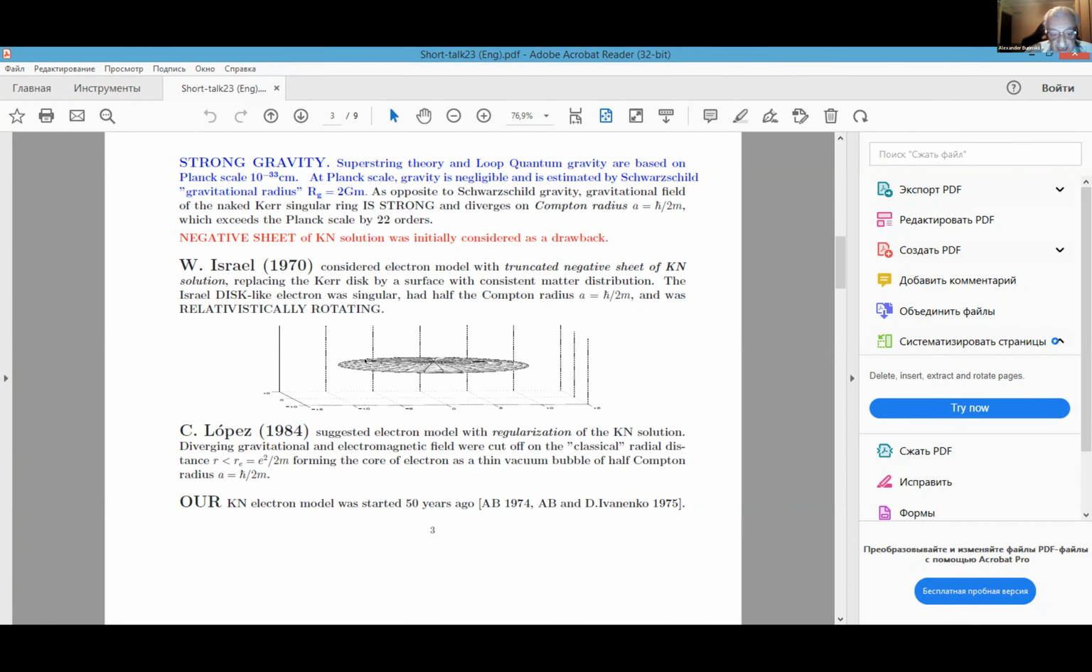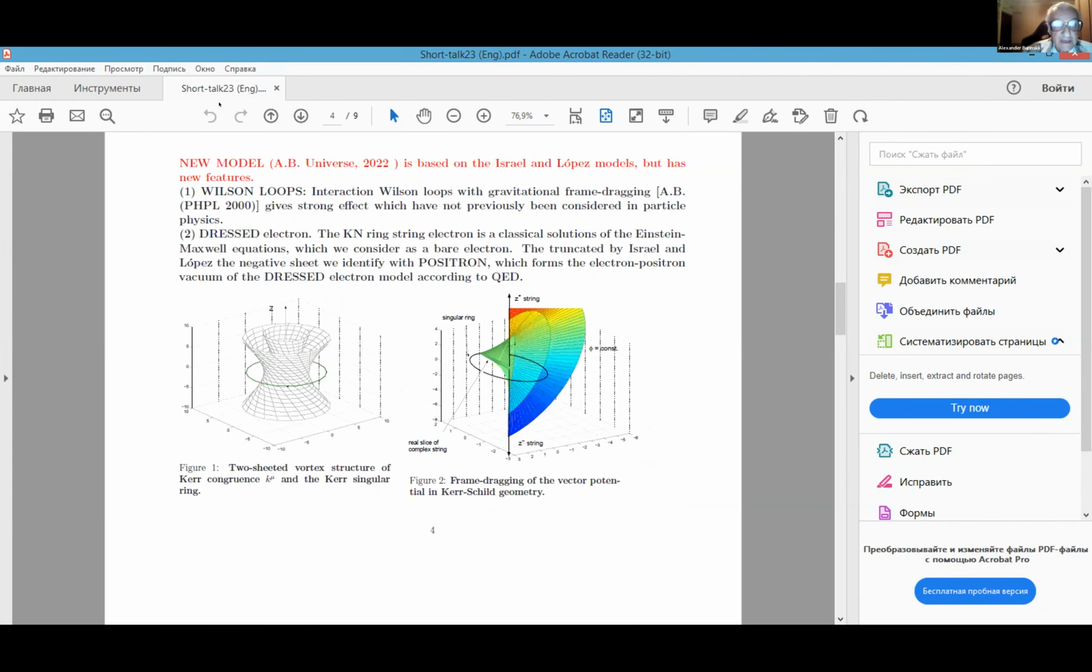Our Kerr solution, which was started about 60 years ago, is considered as an electron model. The principal point, published only recently, is based on the Israel and Lopez model, but has two important features. First, Wilson lines, Wilson loops, interacting Wilson loops formed by gravitating frame dragging. It gives a strong effect which has not previously been considered in particle physics. And second, the electron becomes dressed.